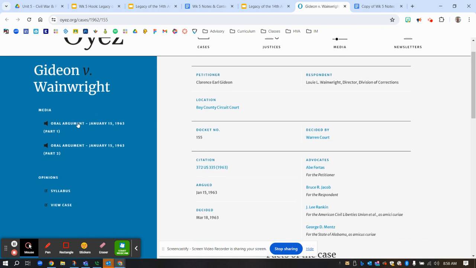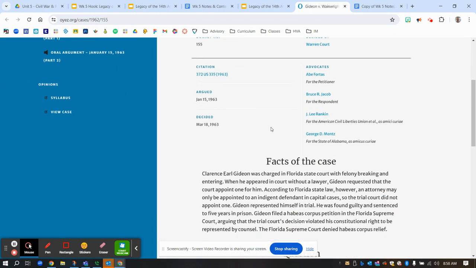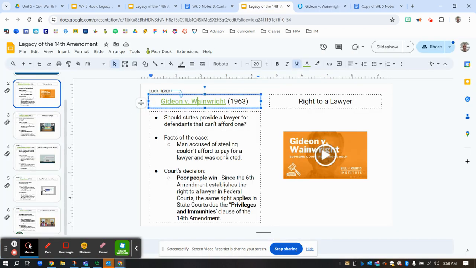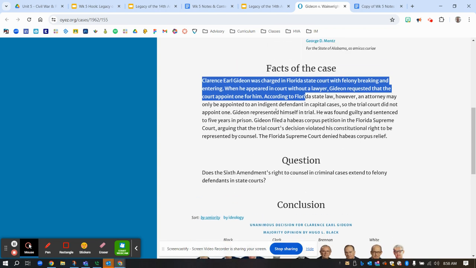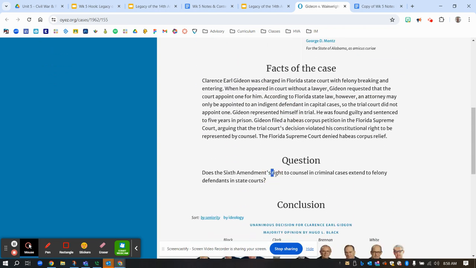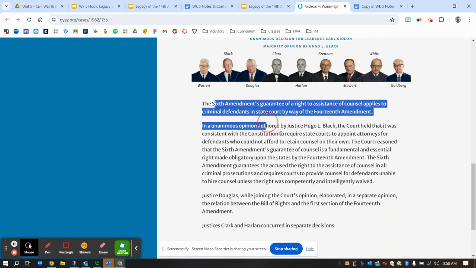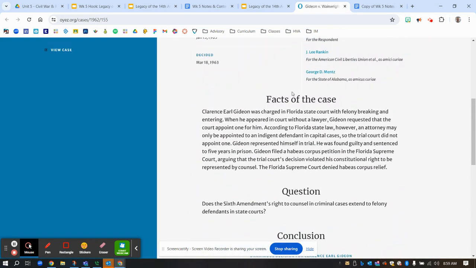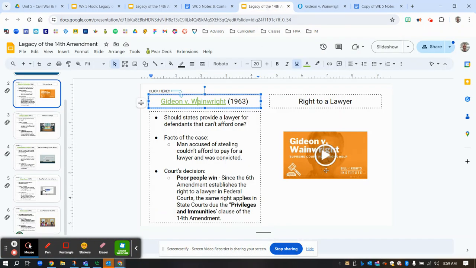And you can actually even listen to the oral arguments, which I think is super cool, but that's because I'm a super history nerd. But scroll down here and you can see the same stuff that we had put here in terms of the facts of the case and the court's decision. You can see the facts of the case, the question before the court, and then a discussion of what the court decided. So these are nice, short little articles about each court case. And then in addition to that, you have a video that's telling you about it in a little bit more of a story form.